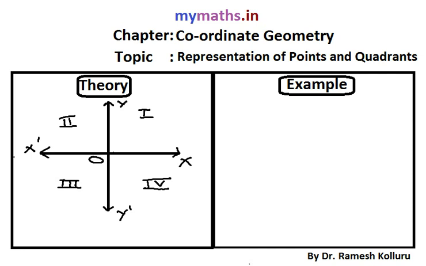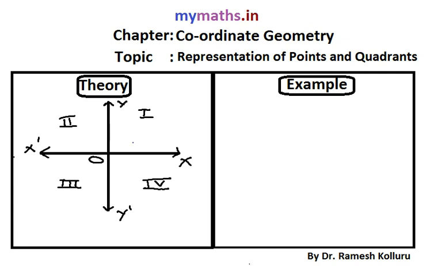From the origin, if we move to the right hand side, we observe that it is the positive side of the x-axis, and from the origin if we move upwards, it is the positive side of y-axis. And if we move to the left hand side, it is negative of x-axis, and downwards it is negative of y-axis. So let us take the coordinates.